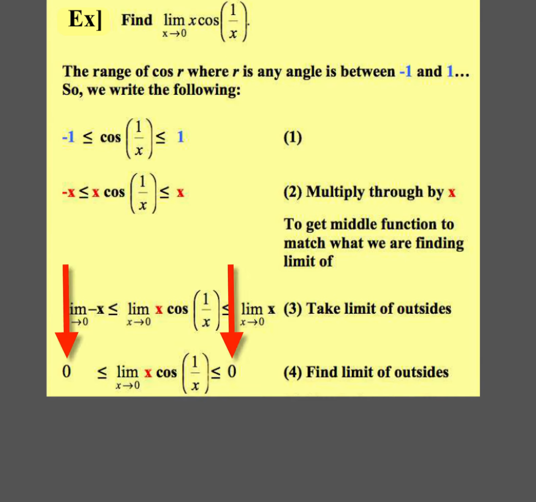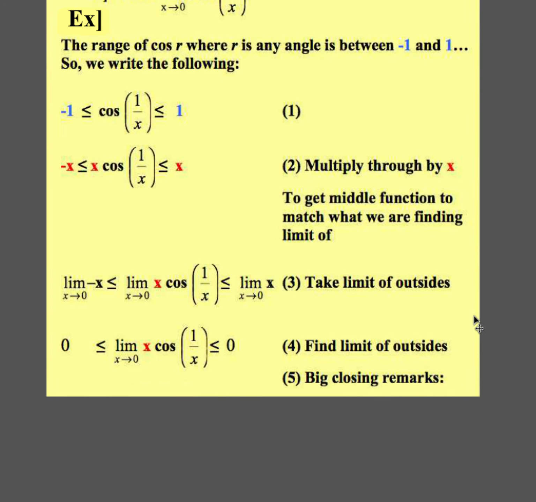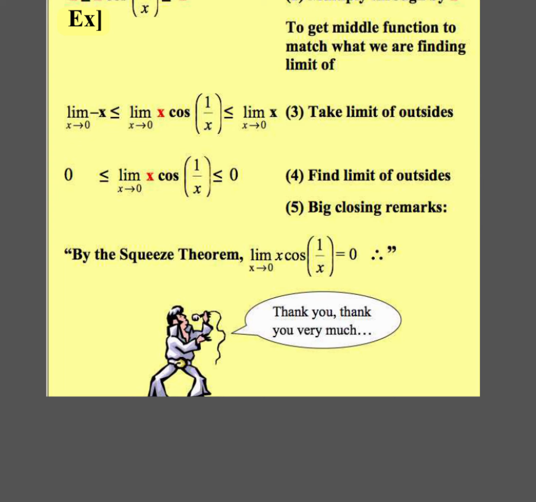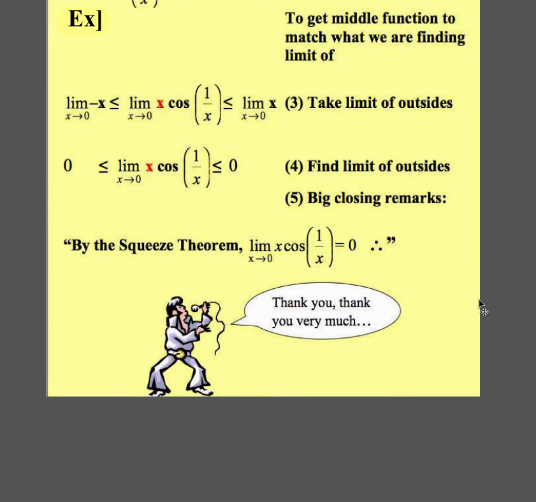Now since we've got 0 on the outsides, our function x cosine 1 over x, when we're taking the limit of that as x approaches 0, is sandwiched in between 0 and 0. Well, there is no number between 0 and 0. So we've got to say some cool math stuff. And the cool math stuff that we say is just this: by the squeeze theorem, the limit as x approaches 0 of x cosine 1 over x equals 0. And that's it. That's all you got to do.